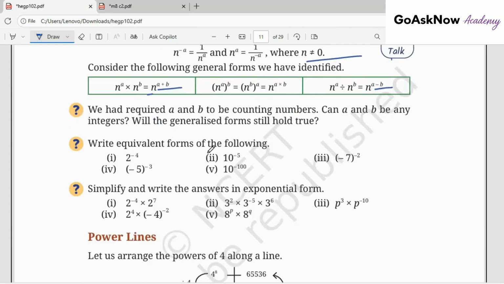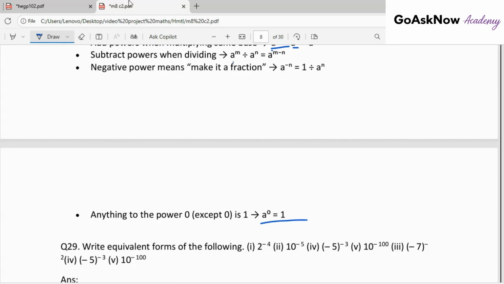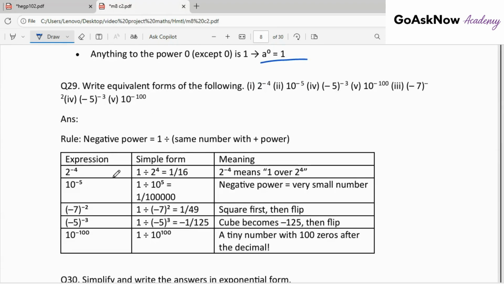Write the equivalent form of the following. Let us write the equivalent form. Negative power is equal to 1 divided by the same base with positive power. 2 power minus 4 is equal to 1 divided by 2 power 4, which is 1 by 16.